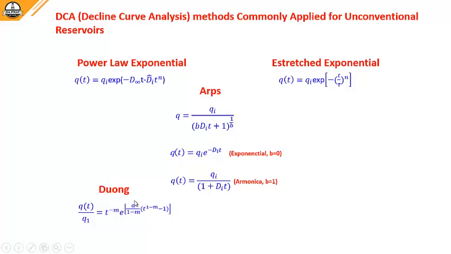So another method you can use is Duong, and this is from Kappa software, and the logistic growth also. All these methods have constants here, decline constants, that you can get once you do the match. I'll show you later.